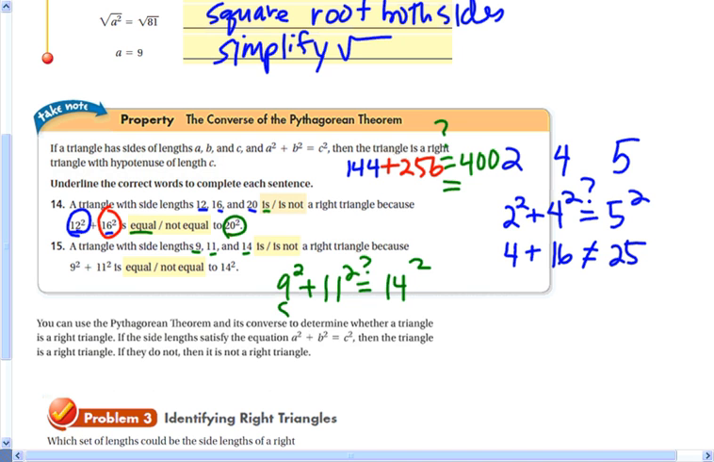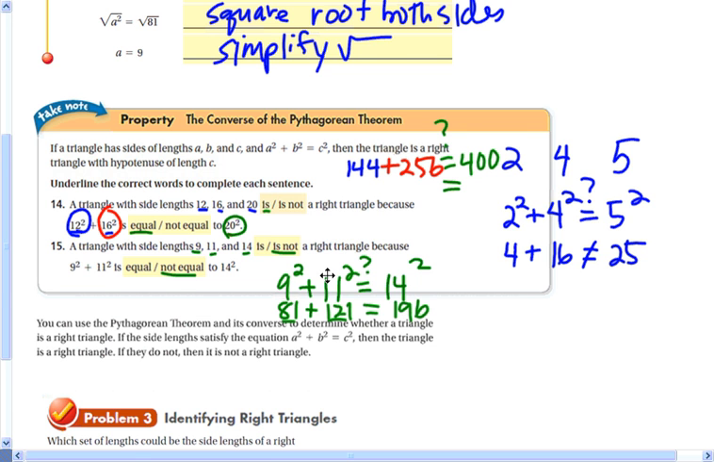So 9 squared is 81, 11 squared is 121. Is that equal to 14 squared, which is 196? 81 plus 121 is 202, not 196. So it is not going to make a right triangle because this is not equal.